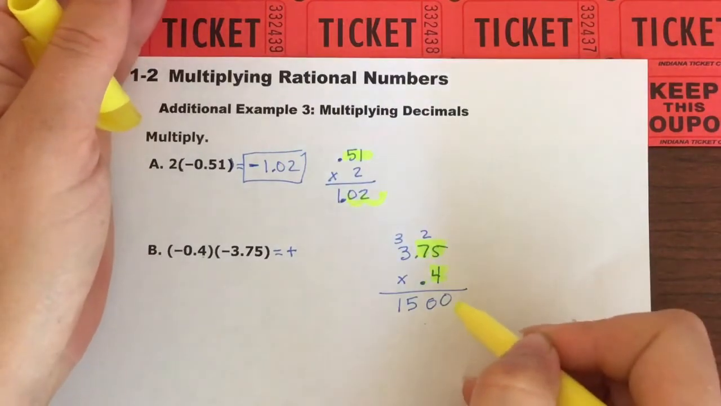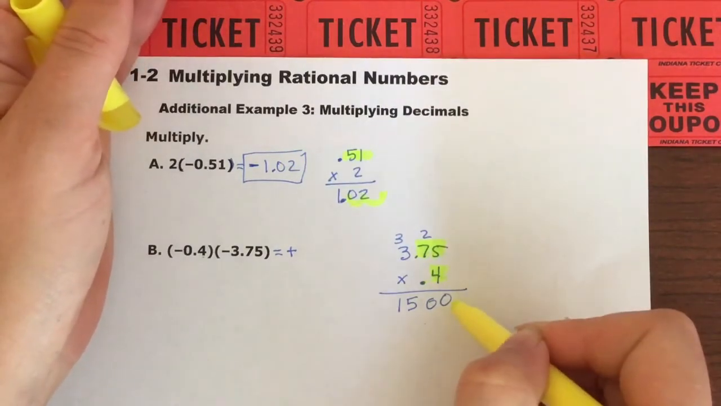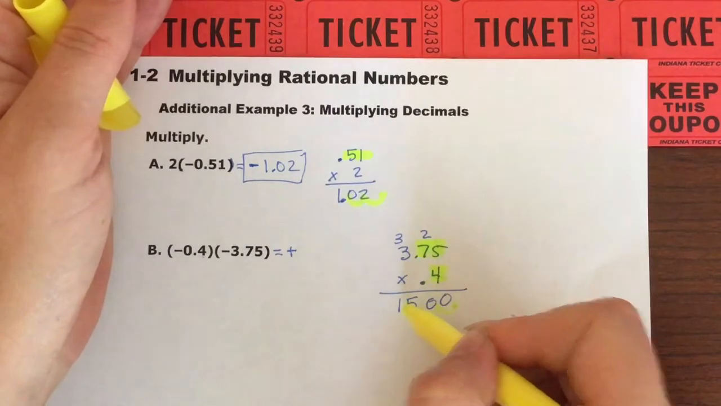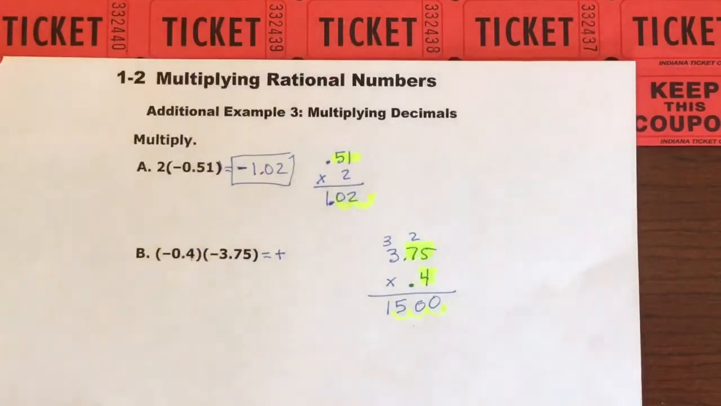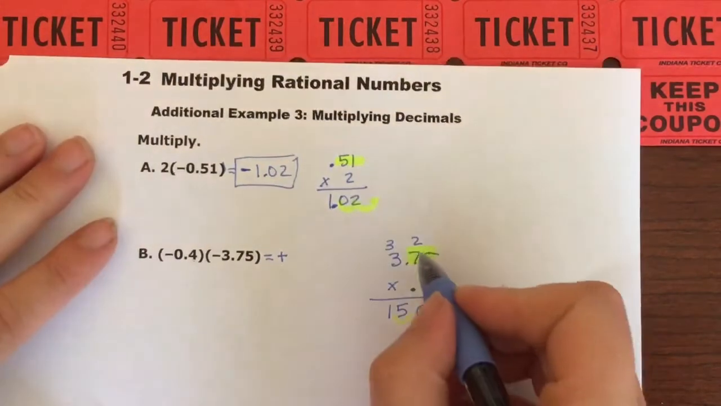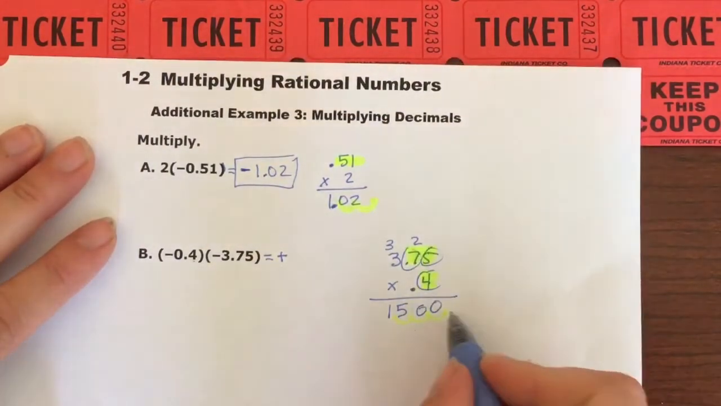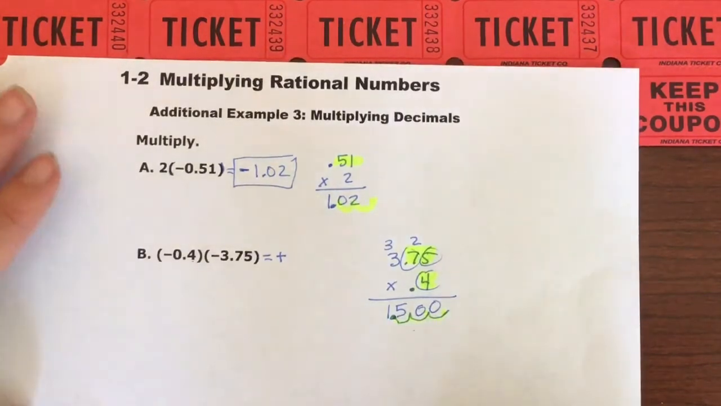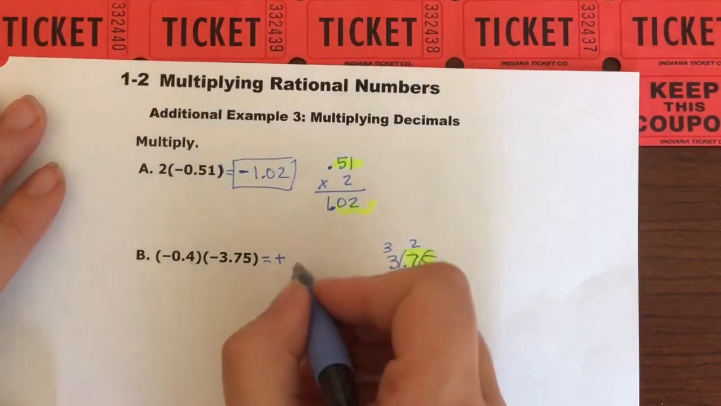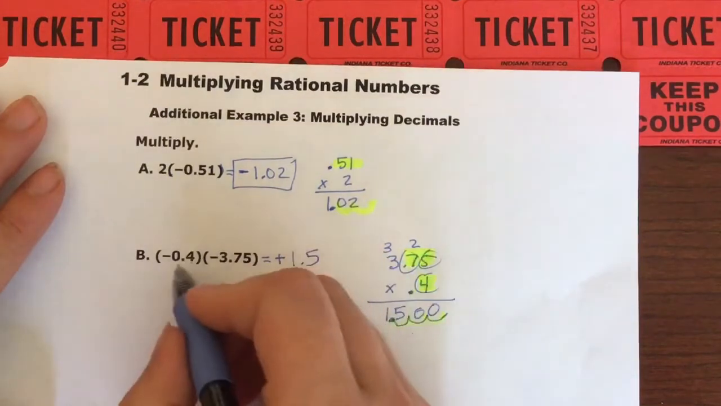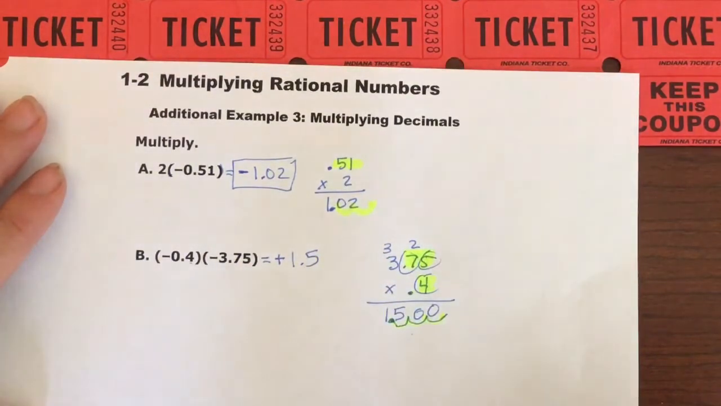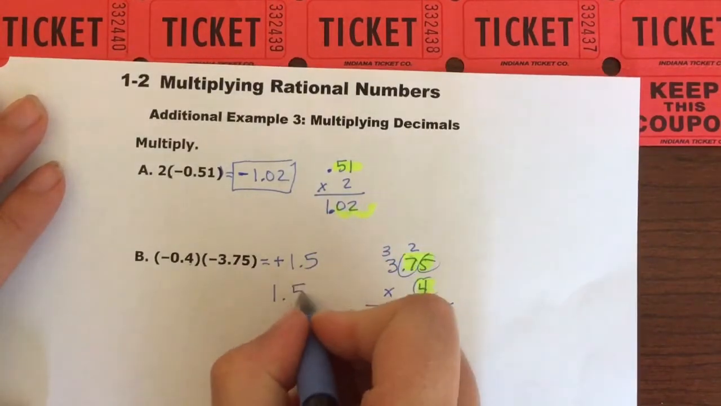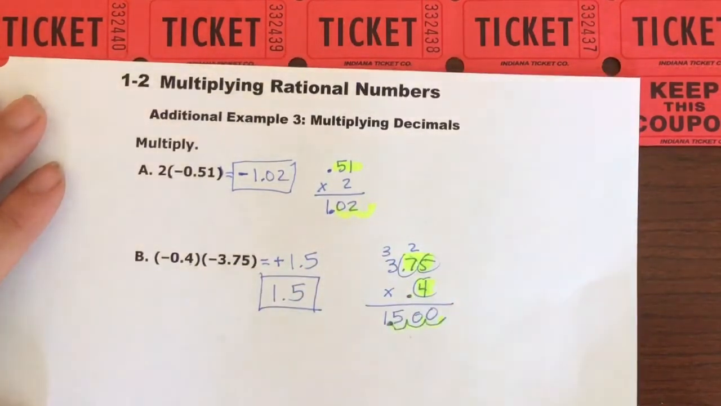What that means on our answer, if our decimal is right here at the end, we're going to move it over 1, 2, 3 places, and that's where we put our decimal. So our answer is 1.5. And remember, it's a positive 1.5, because a negative times a negative is a positive. I wouldn't really write it like this, positive 1.5. I would just write it as 1.5, like that.